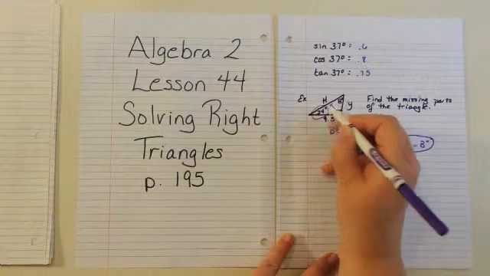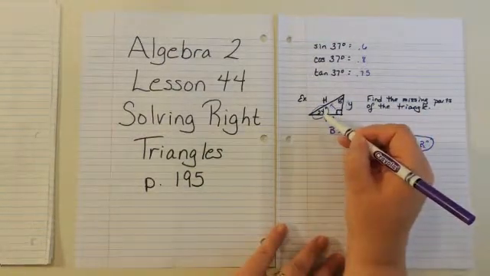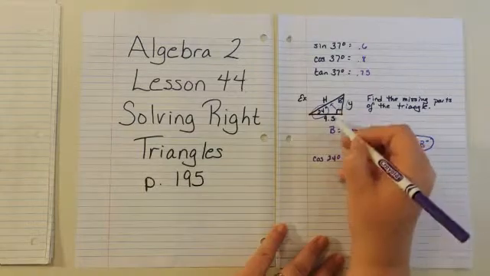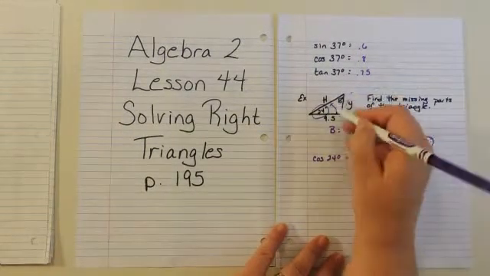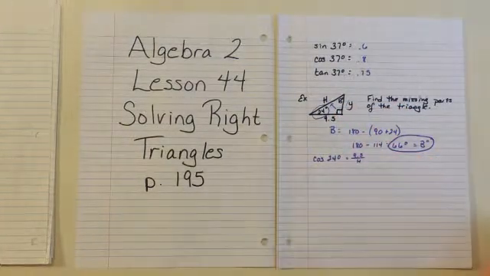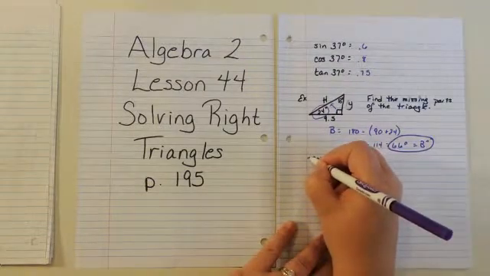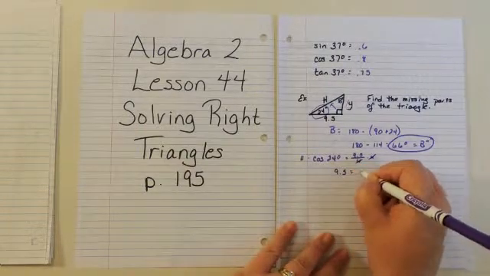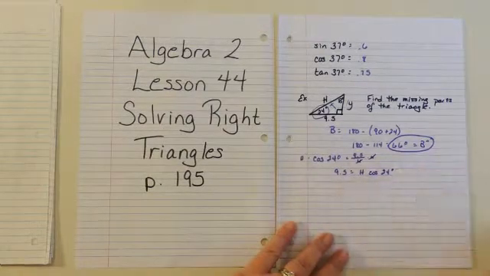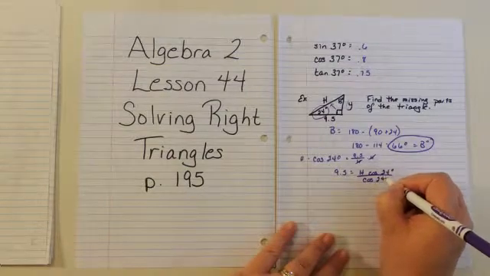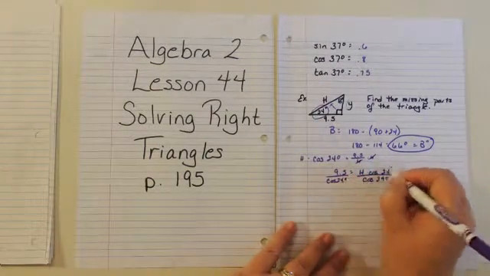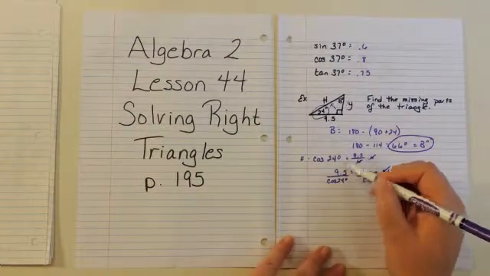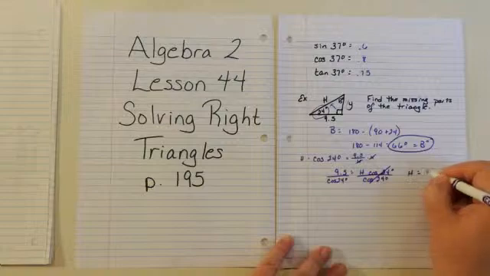So if we start with this angle, which was given, we can find H by finding the cosine of 24 degrees. The cosine of 24 degrees is going to equal the adjacent side, which is 9.5, over the hypotenuse, which is H. If we solve for H, we can multiply both sides by H. That'll get it out of the denominator, and we'll have 9.5 equals H times the cosine of 24 degrees. We divide both sides by the cosine of 24 degrees, and H equals 9.5 over the cosine of 24 degrees. So you're going to punch this into the calculator, and you're going to find that H equals 10.40.